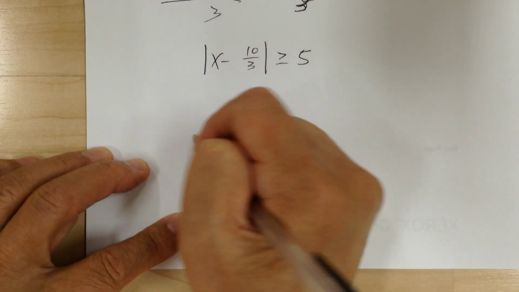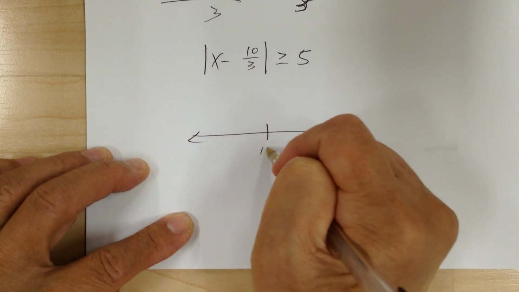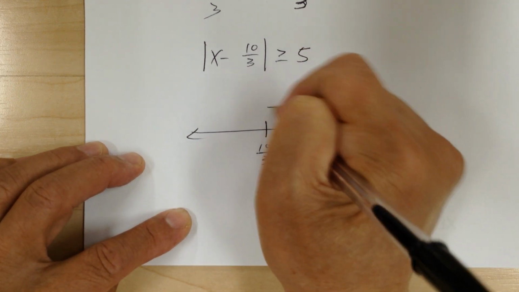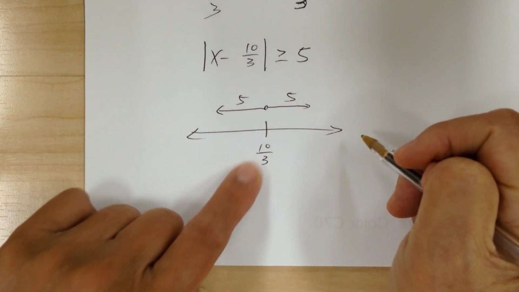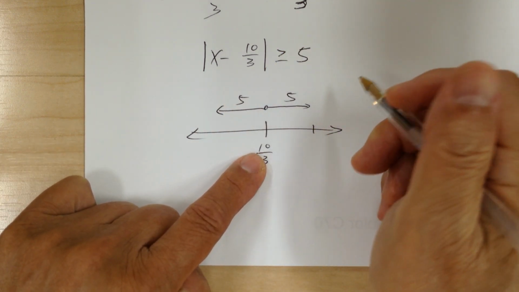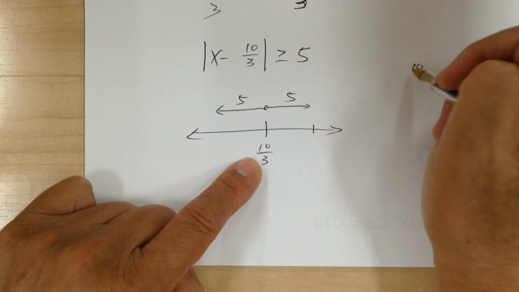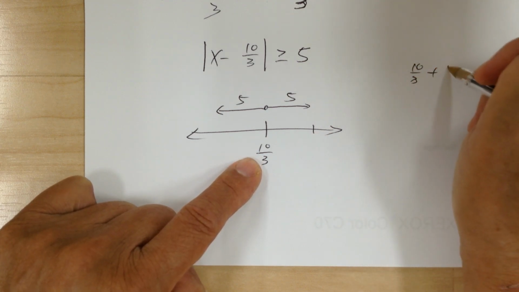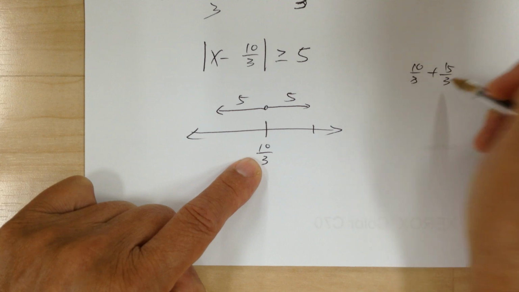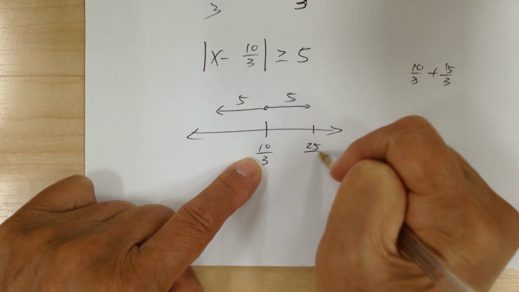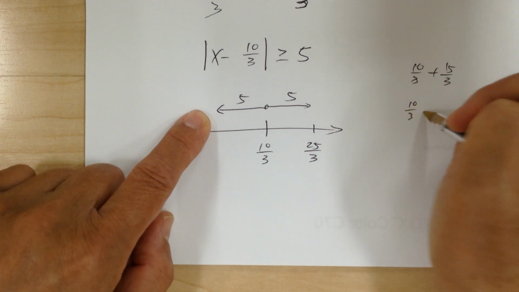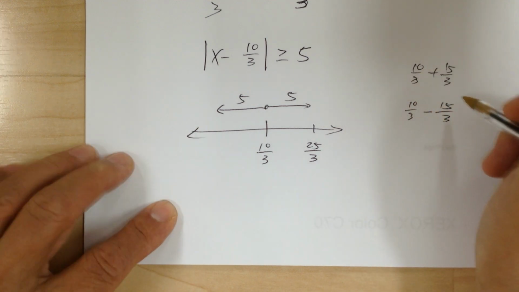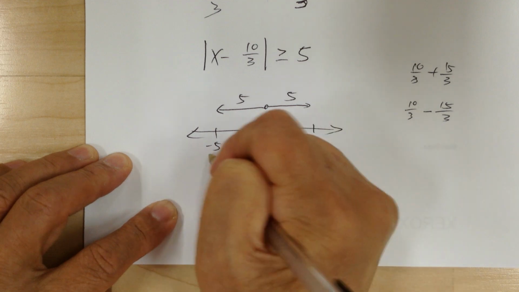Now you can sketch. Your starting point is 10 over 3, and you have to go 5 this way and 5 this way. Get your calculator, or you can just add. So 10 over 3 plus 15 over 3 becomes 25 over 3. And going this way, you got 10 over 3 minus 15 over 3, which gives you negative 5 over 3.